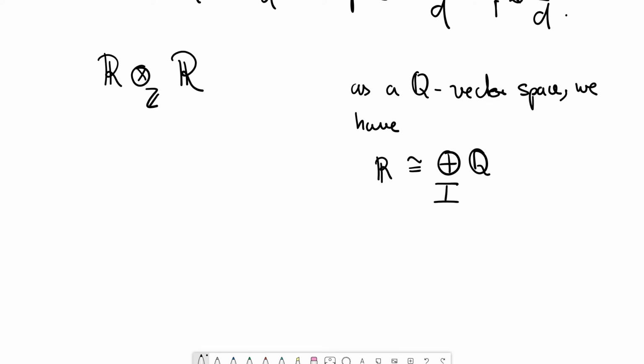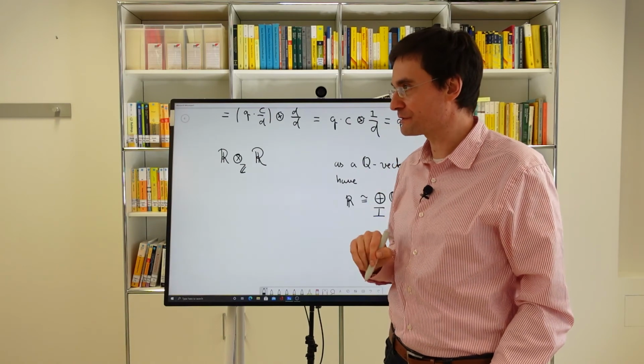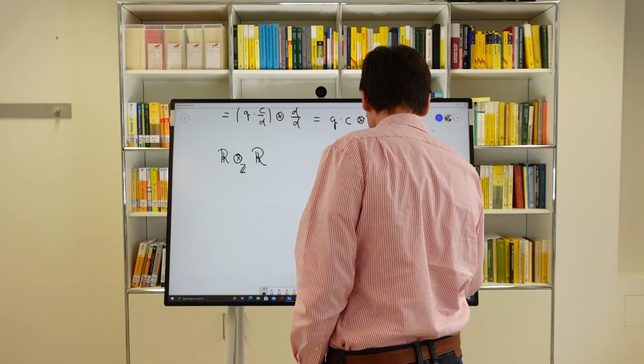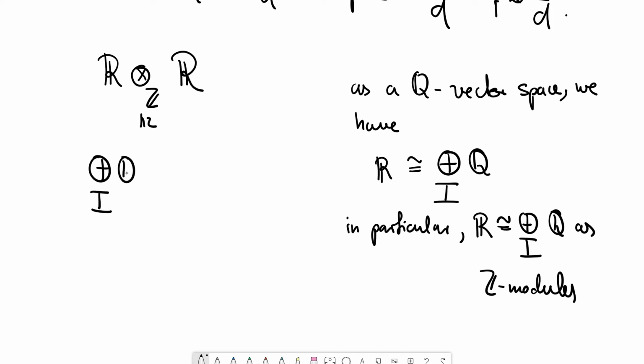And this is a Q vector space isomorphism. But in particular, if it's a Q vector space isomorphism, it's also an isomorphism of Z modules. So in particular, it's an isomorphism of abelian groups. And since we already have proven something about Q, let's just put this in now, so we know this is a sum of Q's. Maybe a bracket to make it clearer.